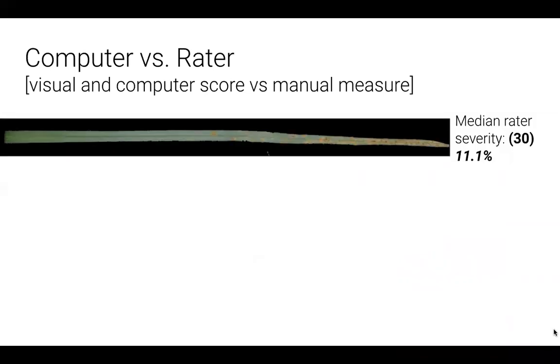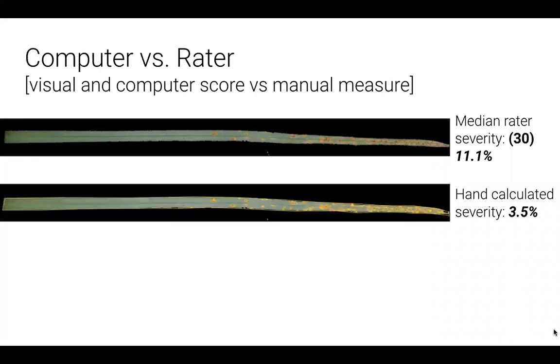Our rater panel measured this leaf at a 30 on the Cobb scale, which translates to actually 11.1% total severity as far as the leaf coverage. Manual severity calculation put this actually at 3.5% severity. So 3.5% versus 11.1%. And this is very typical to what people have been finding since the 80s or before, that raters typically overestimate, right? We focus on the disease rather than the healthy tissue.